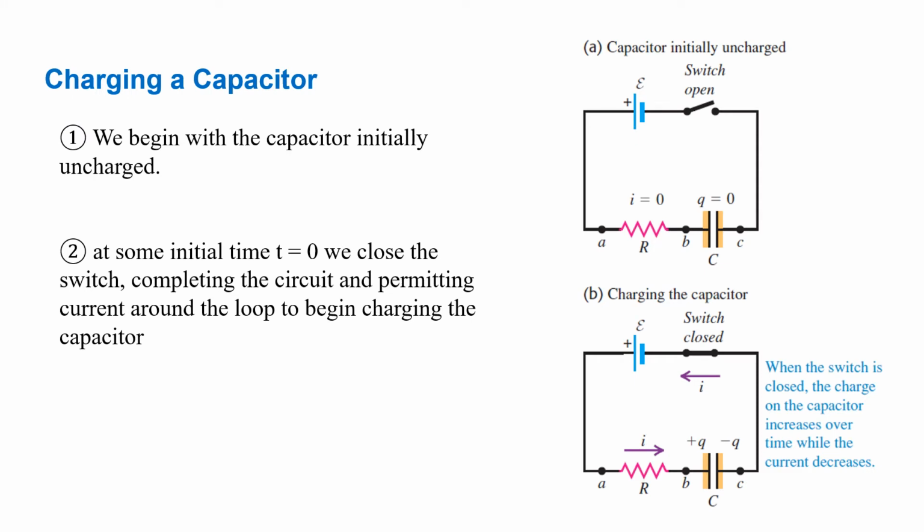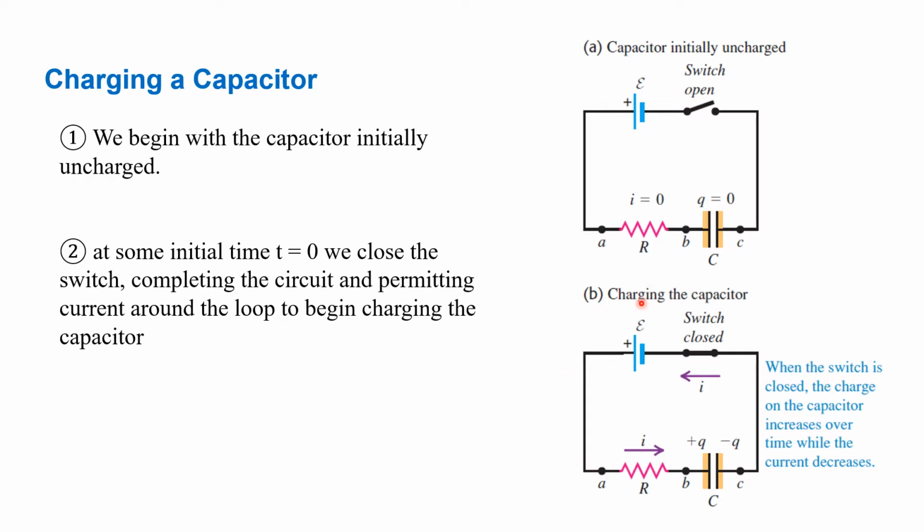Now let's talk about charging your capacitor. We begin with the capacitor initially uncharged, as in the figure. So to the right is a simple RC circuit composed of your voltage source, a resistor, and a capacitor, and then you have an open switch. Take note again that this capacitor is initially uncharged. So again, we begin with the capacitor initially uncharged, and at some initial time equals 0, we close the switch.